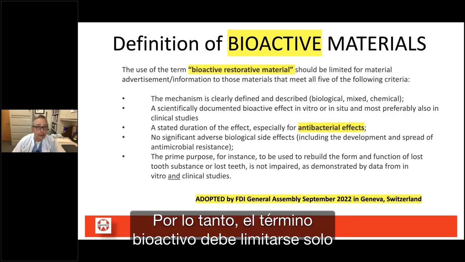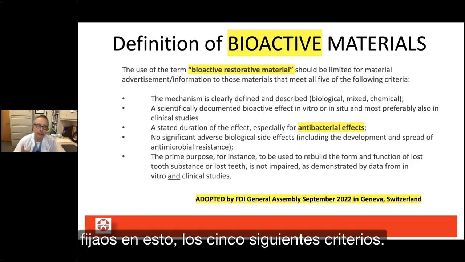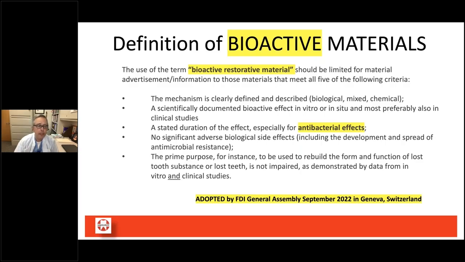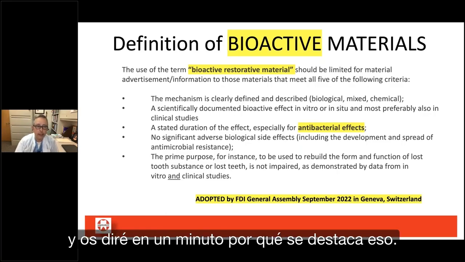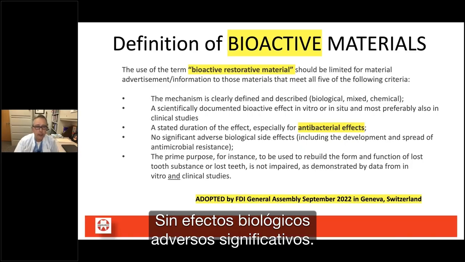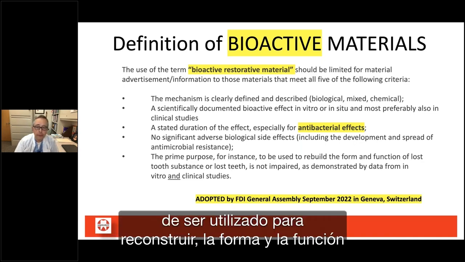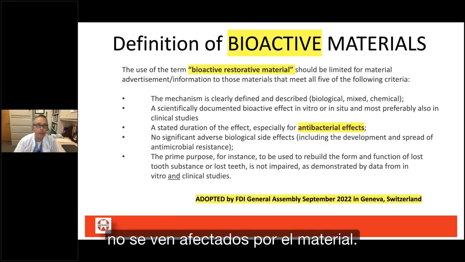So the term bioactive should be limited only to those materials that meet all, listen to this, all 5 of the following criteria. The mechanism is clearly defined. There is a scientifically documented bioactive effect in vitro or in vivo. The duration of the effect is known. Also, antibacterial effects, and I will tell you in a minute why that is highlighted. No significant adverse biological effects. And the prime goal, for instance, to be used to rebuild the form and function of lost tooth substance or lost teeth, is not impaired by the material.